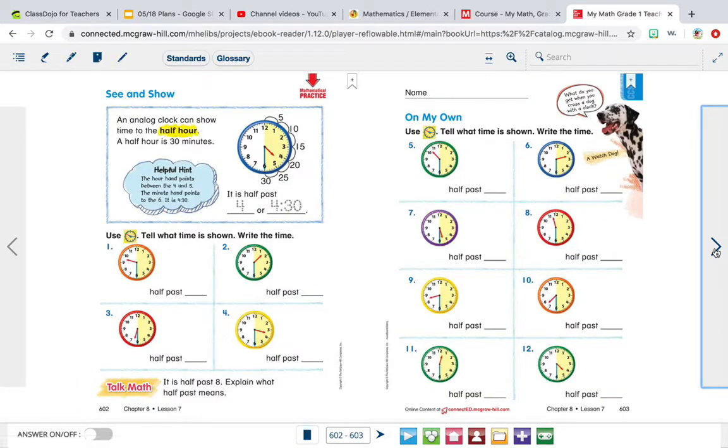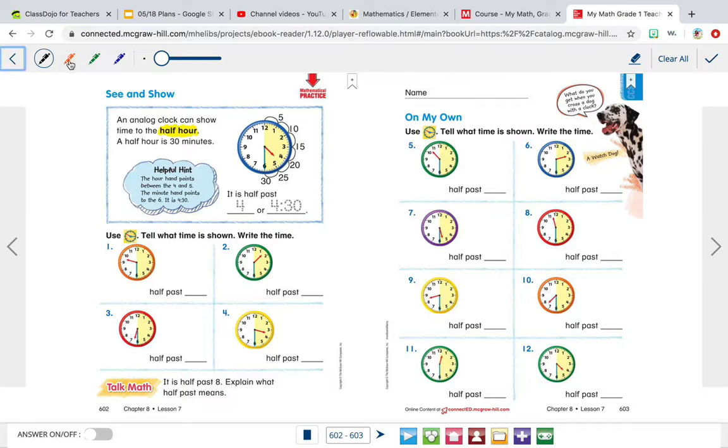See and show. An analog clock can show time to the half hour. A half hour is 30 minutes. Whenever it's at the halfway point, see how half of this clock is colored yellow and the other half is white? That means that when the minute hand is at the halfway point, it's at 6. So it's at a half hour, and that means it's at 30 minutes.